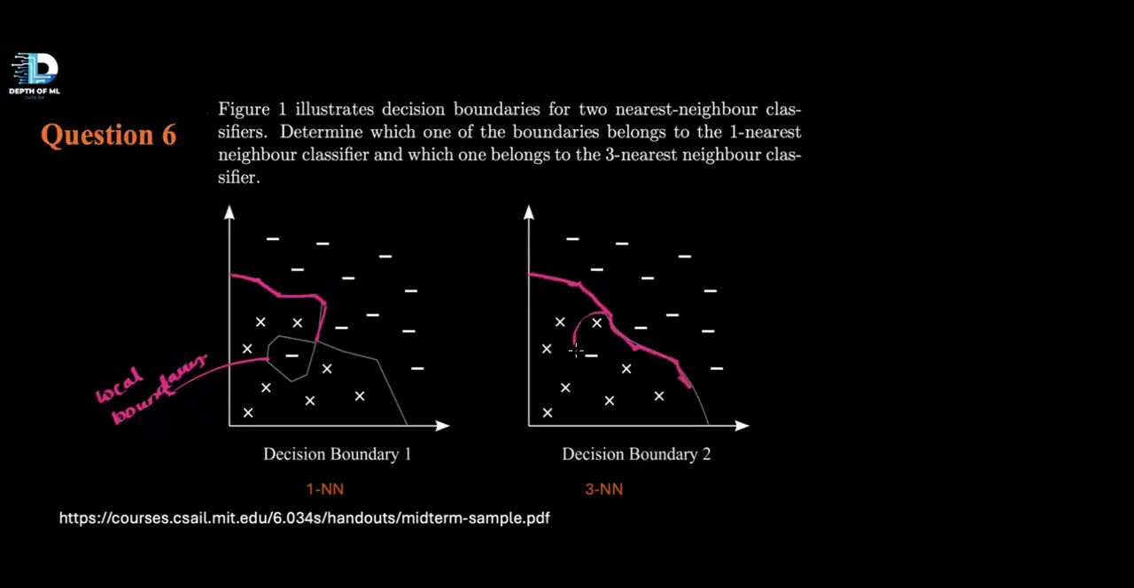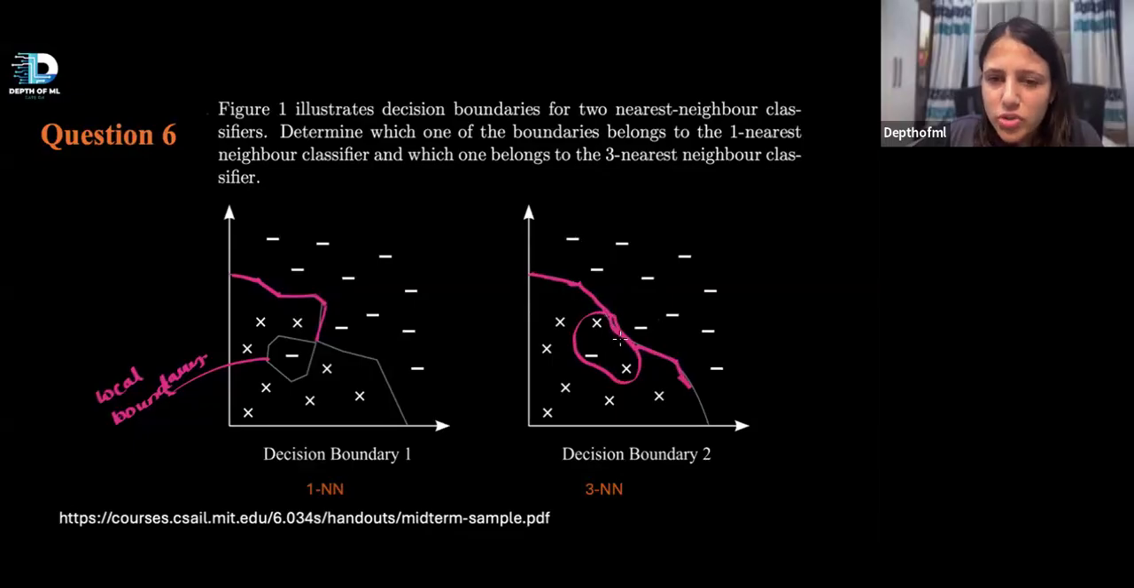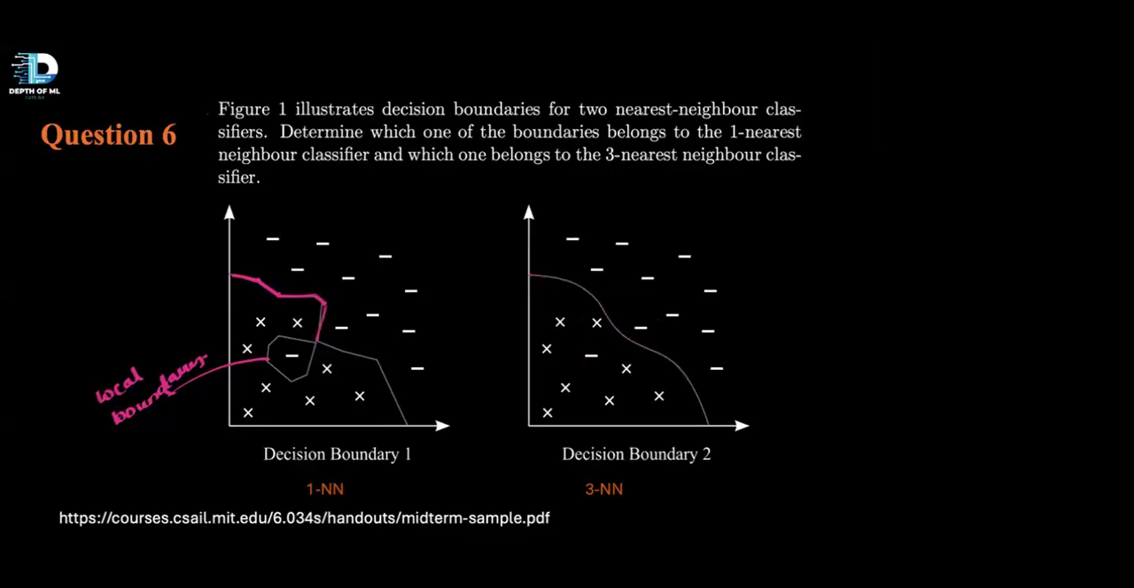But for 3NN, you take the vicinity of 3 points. Obviously, this is difficult to construct, but I'll show you an example where I've constructed the boundaries using the data points. Okay, yeah. Sure.